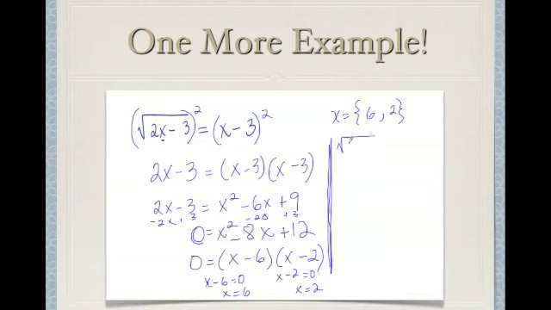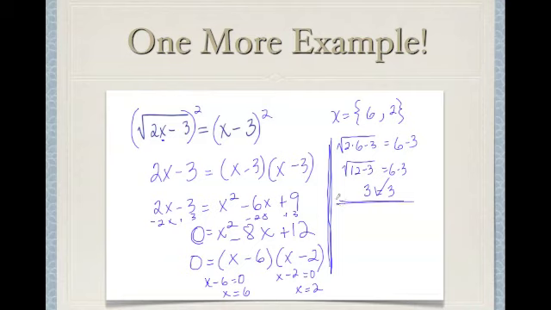The square root of 2 times 6 minus 3 should equal 6 minus 3 if 6 is a true root. So that gives me square root of 12 minus 3, which is 9. The square root of 9 is 3, and 3 does equal 3.